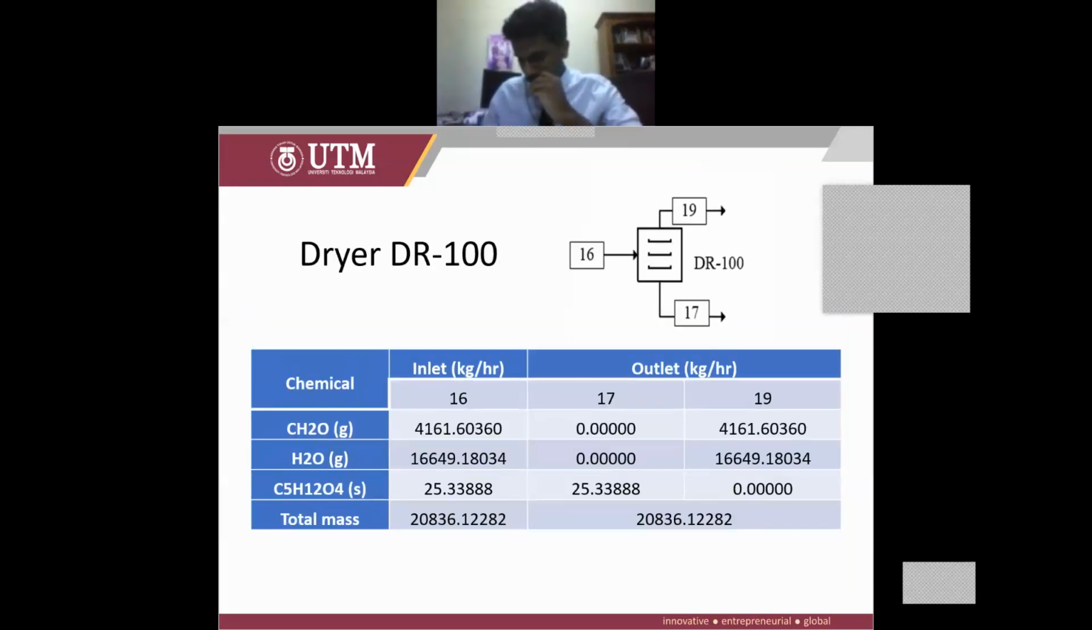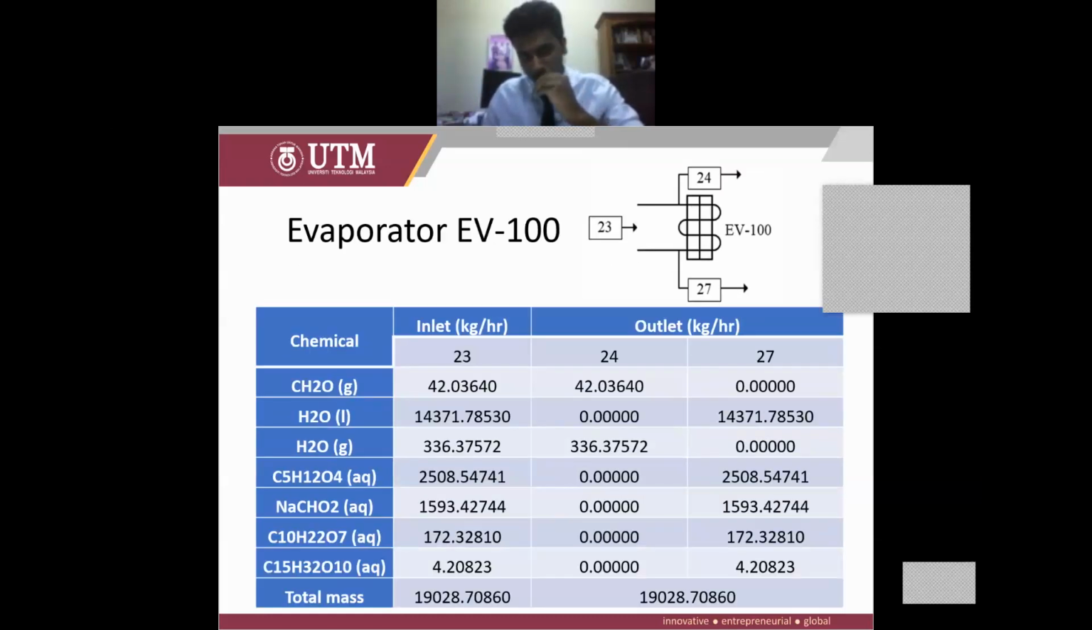At the dryer, DR100, 100% separation of formaldehyde and water is achieved from pentaerythritol. For evaporator EV100, 100% separation of formaldehyde and 2.29% of water as vapor state is separated.